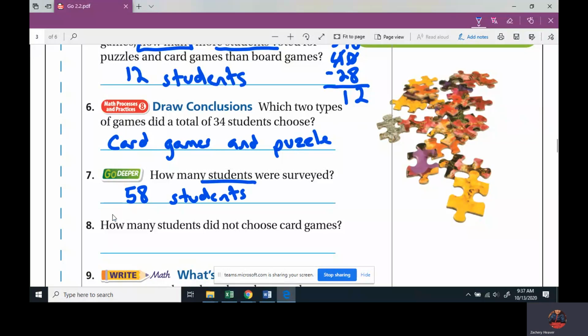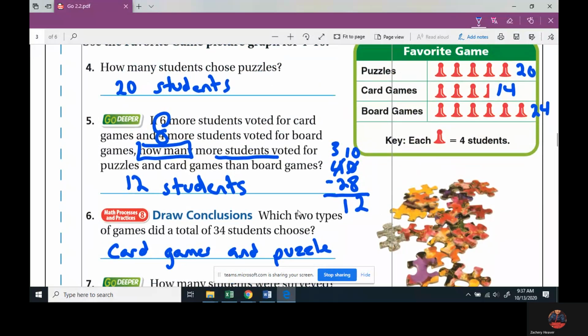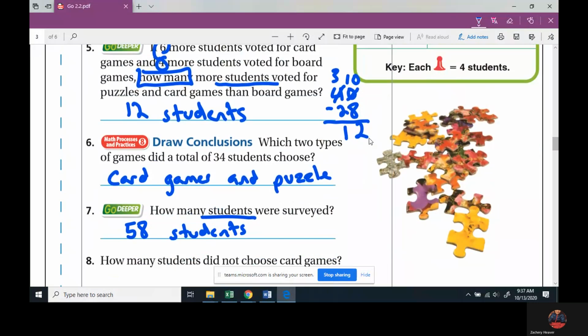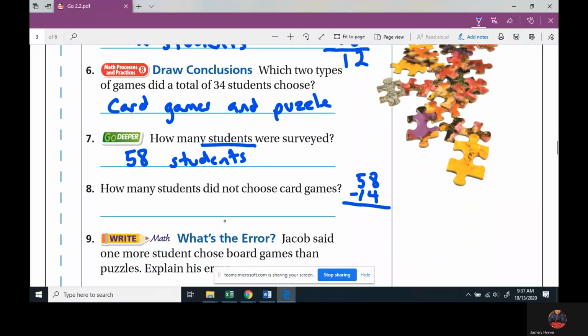Now figure out this. We have 58 students. How many students did not choose card games? So let's take 58 and minus it by card games, right? Troy, 8 minus 4. Five minus 1. 44 what? Great, Troy. Great.